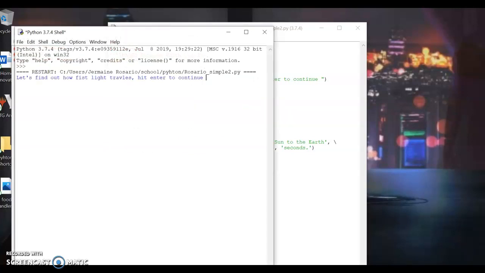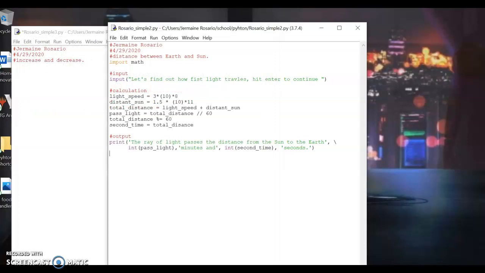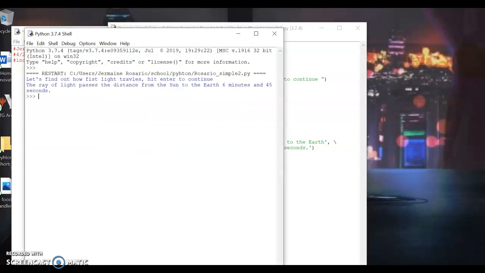Then there we go, it pops up, and I misspelled something here. Silly me, I forgot to put the T in distance. And there we go. Earth is 6 minutes and 45 seconds away.